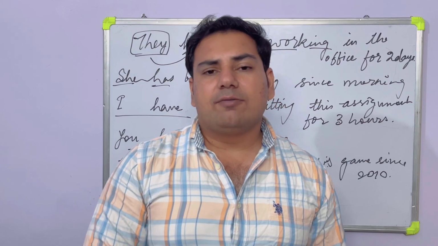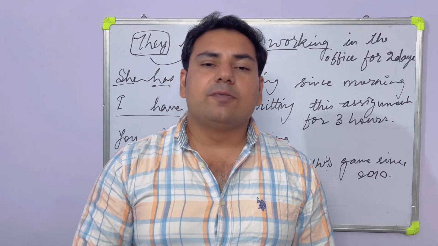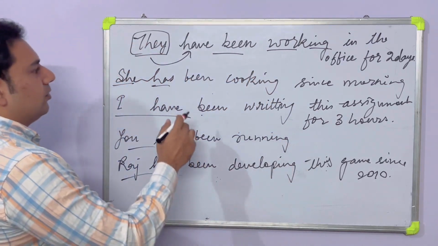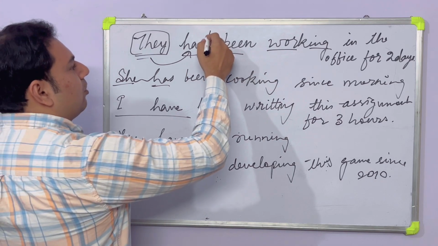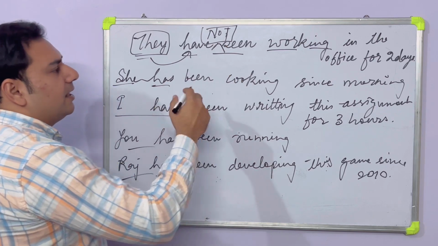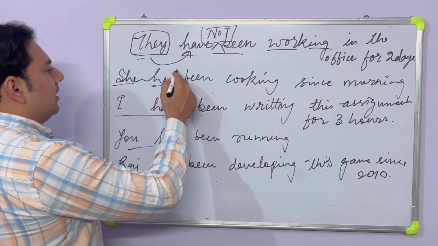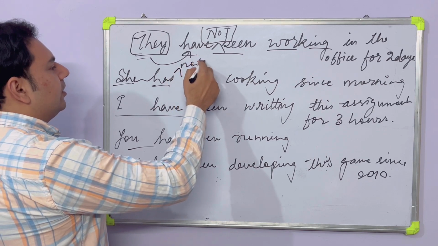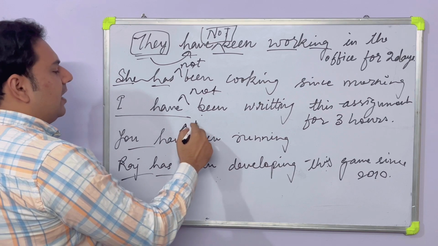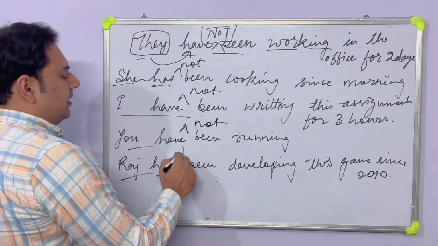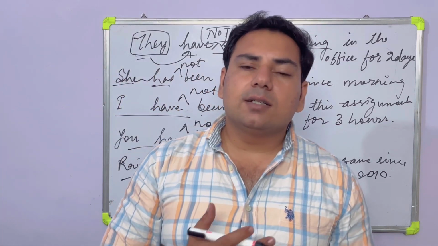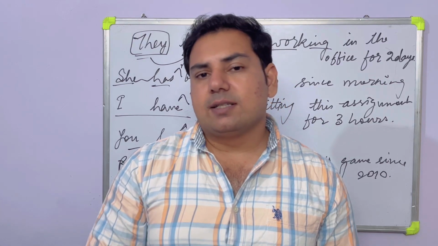So this is how I have made the present perfect continuous sentences, and now you can make the negative one as well. What you have to do: they have not. Keep that in mind, that after the auxiliary verb you have to just add not. They have not been working. She has not been cooking. I have not been writing. You have not been running. Raj has not been developing this game. So this is how you can make the present perfect continuous sentences a negative one as well.